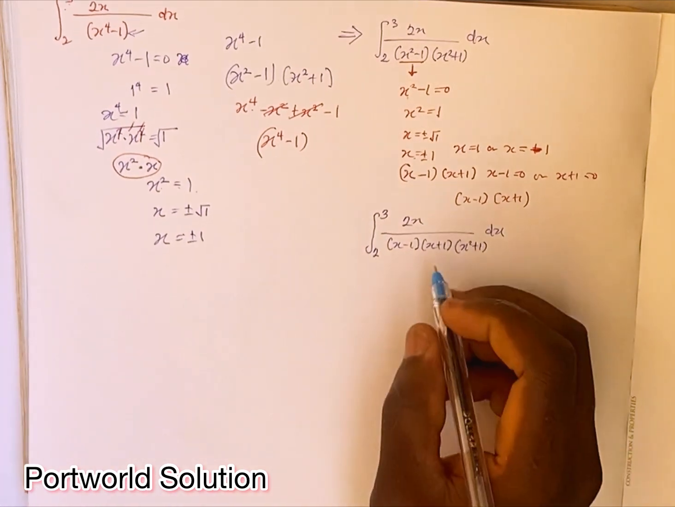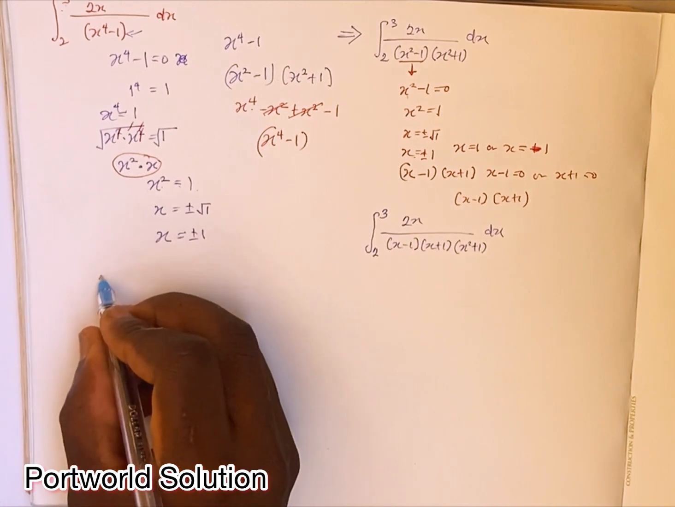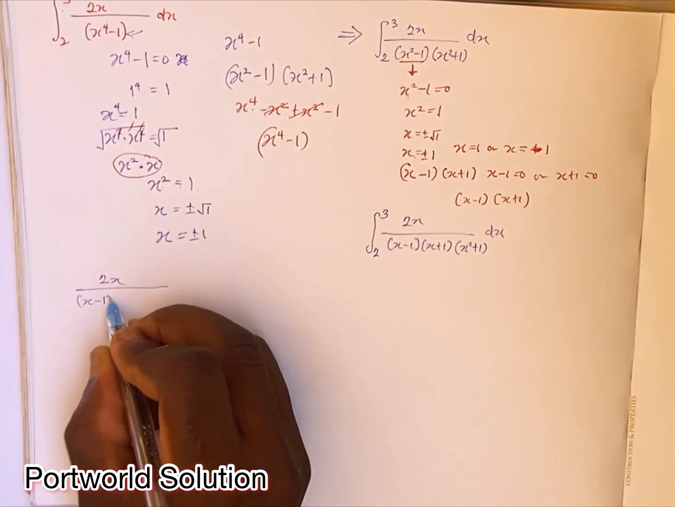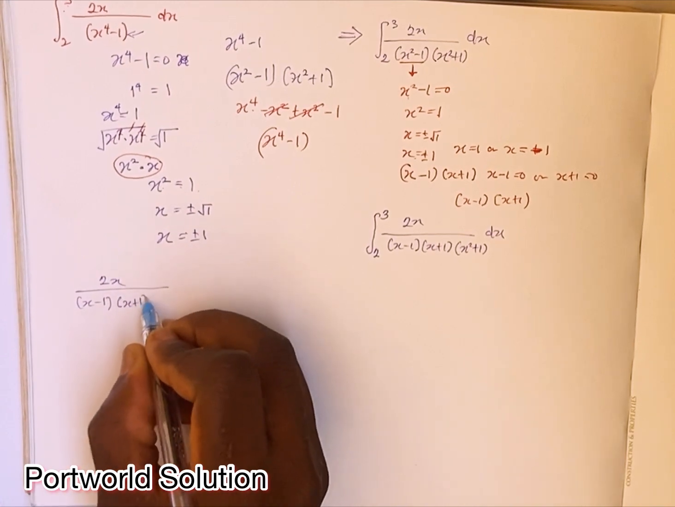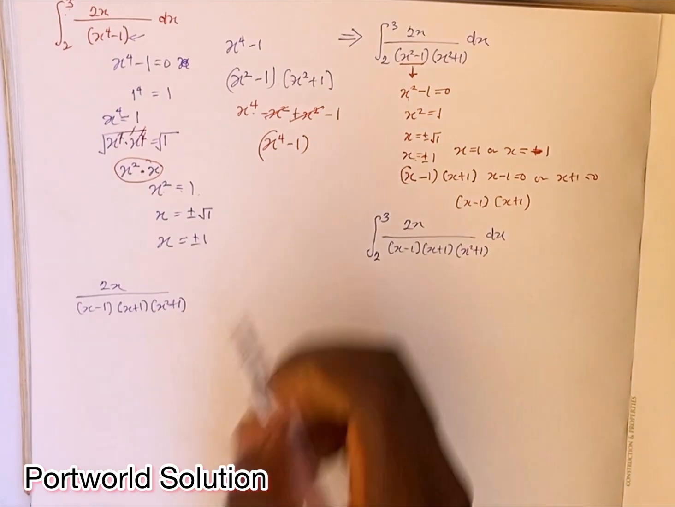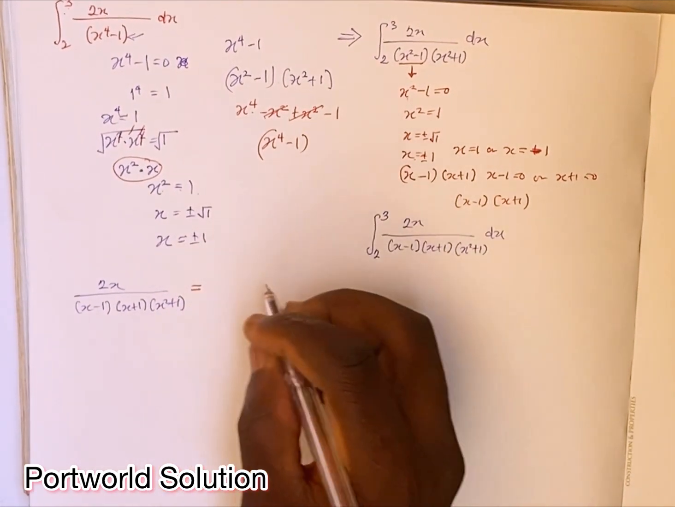So now let's go ahead and resolve this into partial fractions. I'm going to have 2x divided by what? Divided by (x minus 1), into bracket (x plus 1), into bracket (x squared plus 1). Now let's integrate this together. Here, let's resolve into partial fractions together.